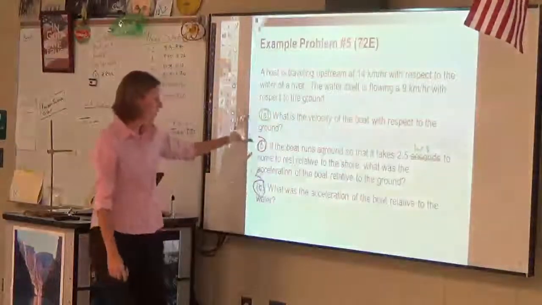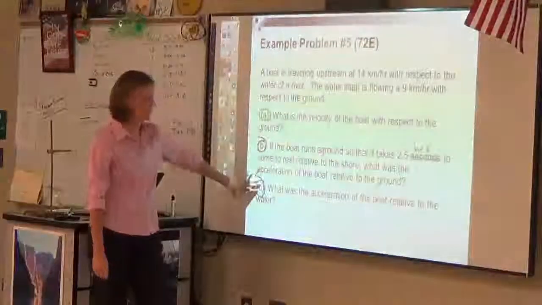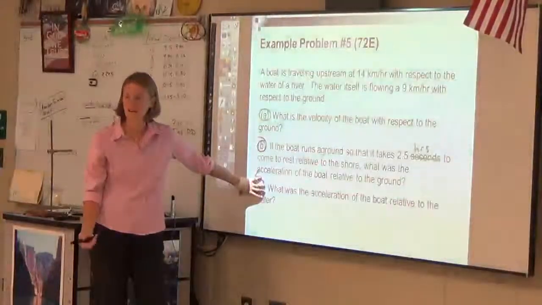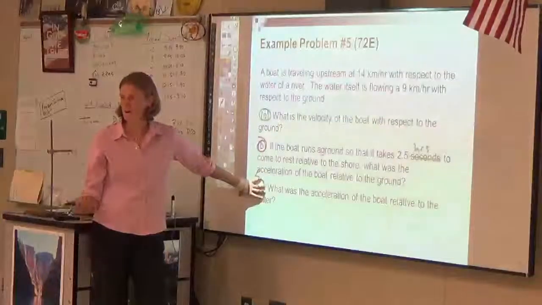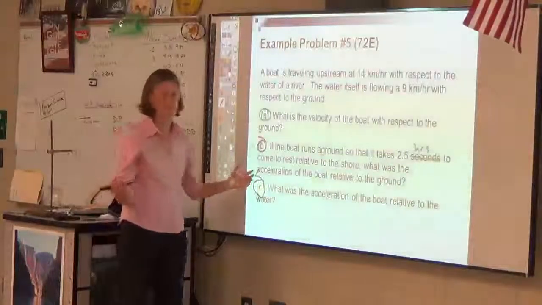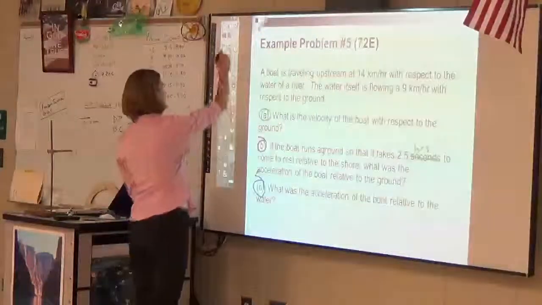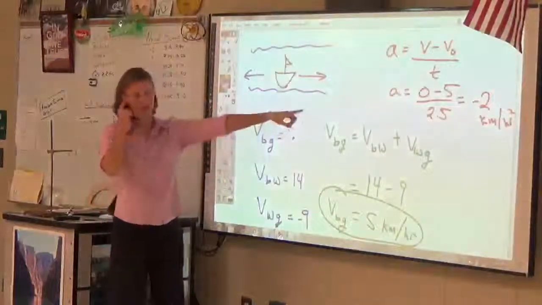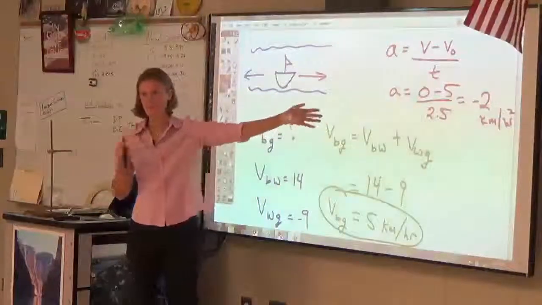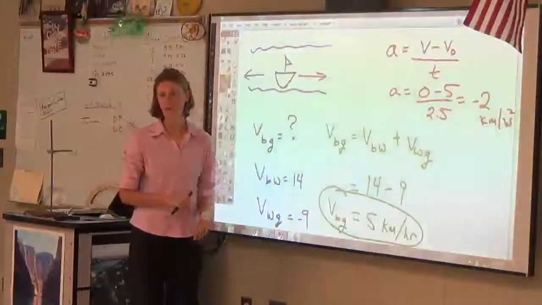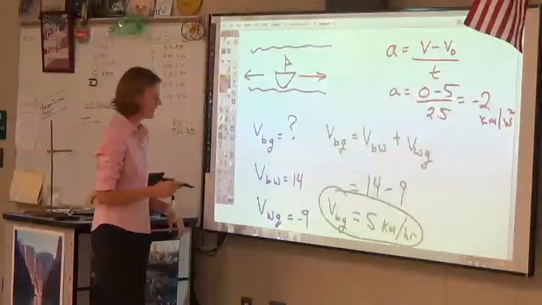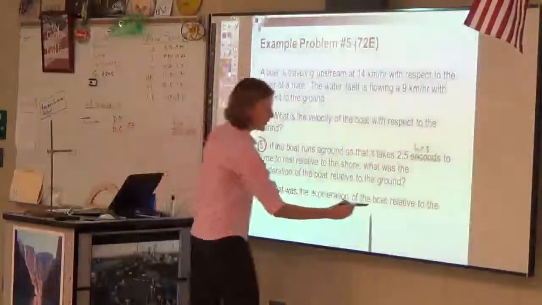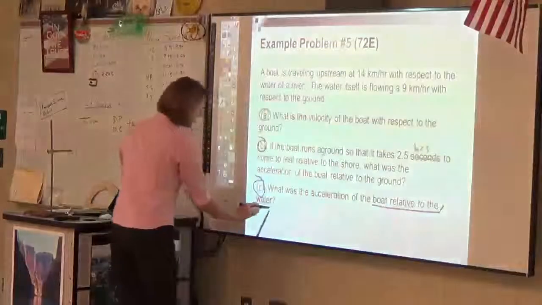On part C, what's the acceleration of the boat relative to the water? Still negative. If we're smart enough and we know that acceleration, regardless of reference frame, should be the same, we should know the answer is going to be negative 2. So we can either stop there or we can prove it to ourselves with the boat relative to water info.